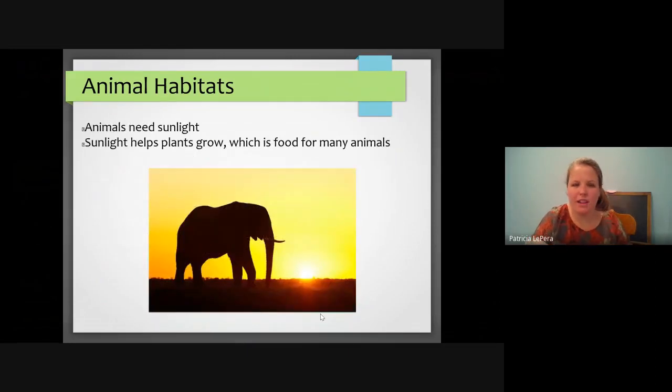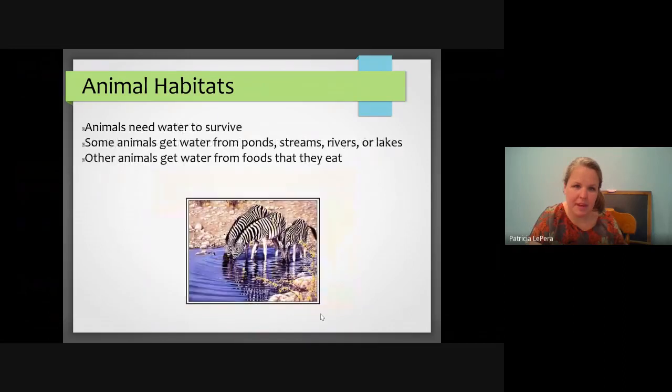Okay, animals, why do they need sunlight? They need sunlight because that helps the plants grow, which is the food for many different animals. Animals, just like we do, need water to survive. So some animals get water from ponds or streams, rivers, or lakes, like these zebras here. Other animals get water from foods that they eat. So the foods might be inside the water, like if they're eating fruit.